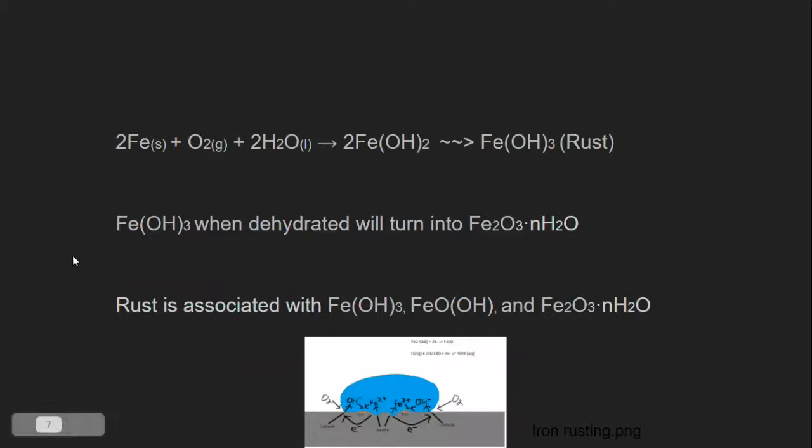Iron 3 hydroxide then eventually will dehydrate and turn into iron 3 oxide hydrate. And so it's these three compounds that are all associated with rust.